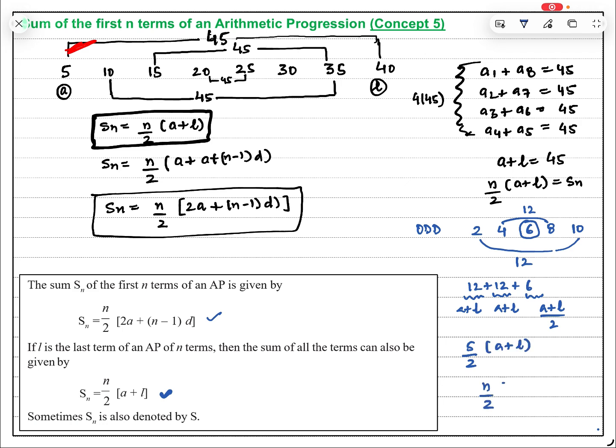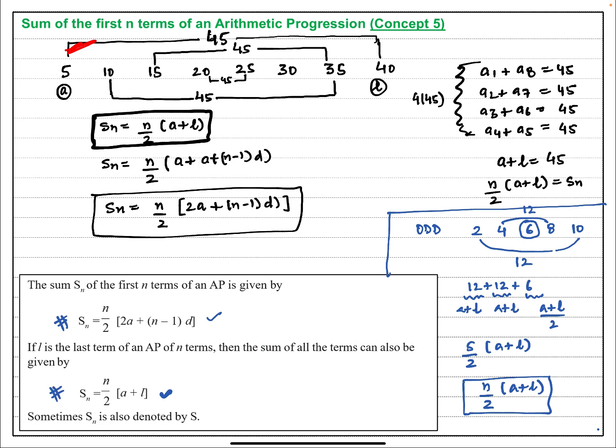So again, the form n by 2 into a plus l still holds true even if I'm talking about an odd number of terms. So that is the important inference here, whether you have an even number of terms or an odd number of terms. In both the cases, what you can work with is these two formulas for finding the sum of n terms. But always remember the formula as n by 2 times the sum of the first and the last term. That's the way you remember this formula. Basically, understand the formula with the concept behind it. That's what I'm trying to call out here.